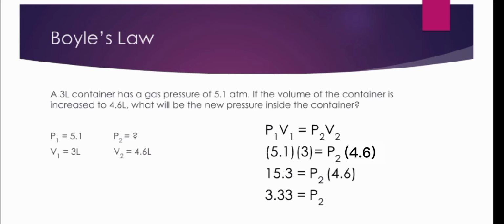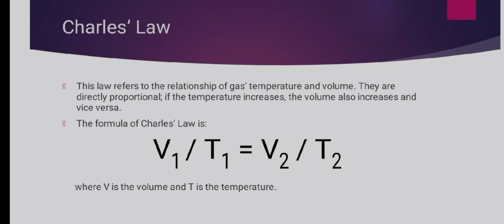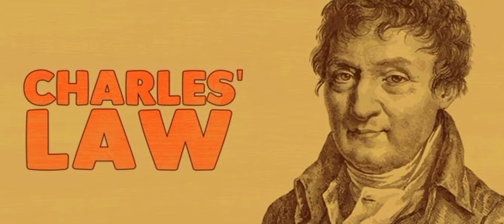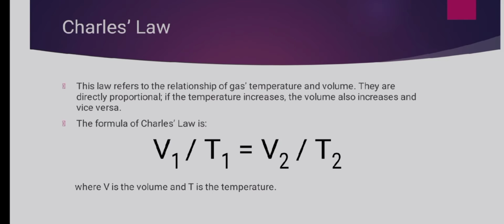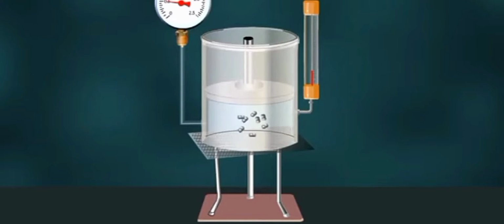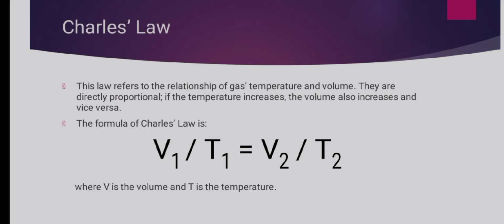Now let's move on to Charles' law. Charles' law is formulated by Jacques Charles, a French chemist. This law refers to the relationship of gas temperature and volume. They are directly proportional. If the temperature increases, the volume also increases, and vice versa. The formula of Charles' law is V1 over T1 equals V2 over T2, where V is the volume and T is the temperature.